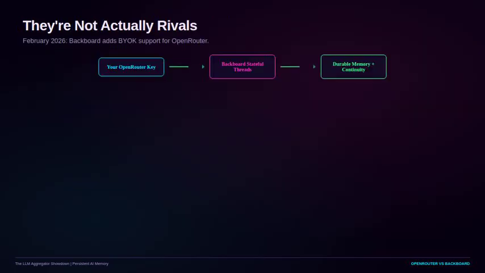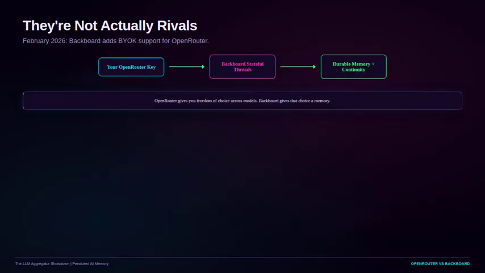Here's the genuinely interesting part. These two platforms aren't strictly rivals. As of February 2026, Backboard added Bring Your Own Key support specifically for OpenRouter. That means developers already standardized on OpenRouter can plug their existing key straight into Backboard, enable stateful threads, and get durable memory and session continuity without refactoring their application or introducing vendor lock-in.